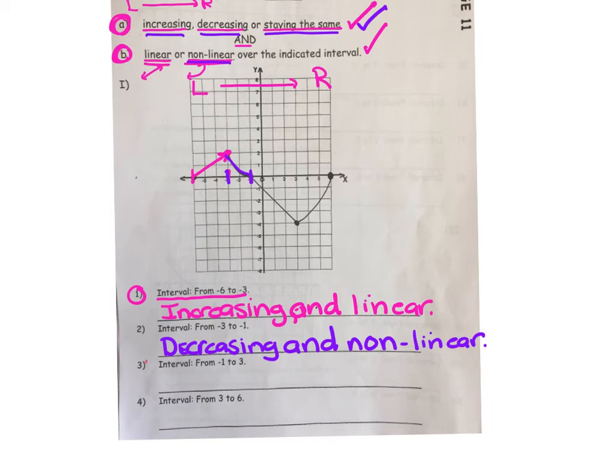Now complete 3 and 4 on your own. For number 3, you're going to examine the portion of the function from -1 to +3. So from -1 on the x-axis to +3. And that's this portion of our function. And then for number 4, you're going to examine from 3 to +6. So on the x-axis from 3 to 6. And you're going to identify the characteristics of that portion of the function.